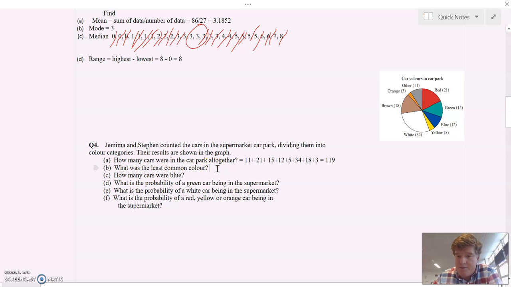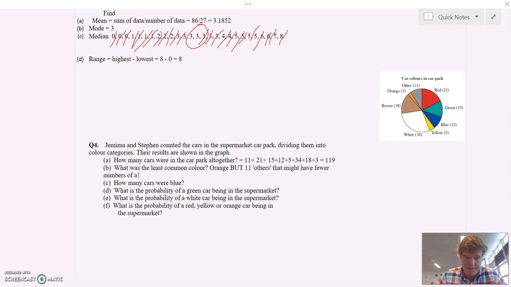What was the least common colour? Interestingly, we can't quite tell this. The least common colour was orange, but there were 11 others. So it suggests to me that there are probably 11 cars. It might be like some that have 2 colours, and some that might just have really rare colours. But from the data we've got, there are 3 orange, which is the smallest that we can identify. But we might add there are 11 others that might have fewer numbers of a colour.